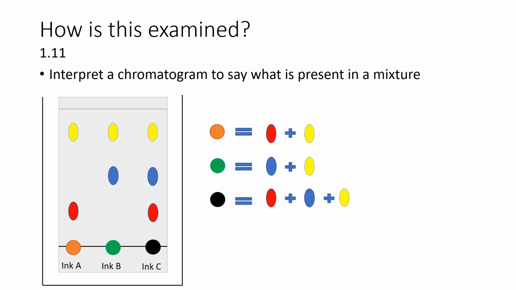Okay, for paper chromatography, there are some very common and very frequently used exam questions. You might be given a chromatogram like this and be asked to say what is present within a specific mixture. So you might need to therefore say that ink A contains a red dye and a yellow dye, and B a blue and a yellow, and C a red, a blue and a yellow.